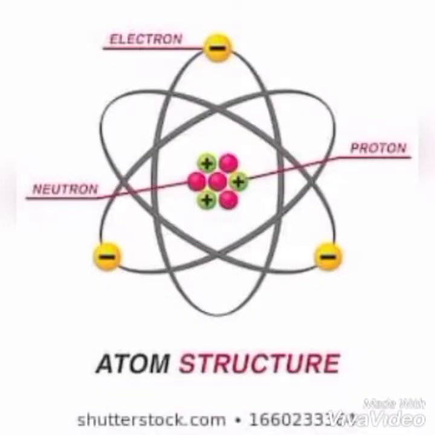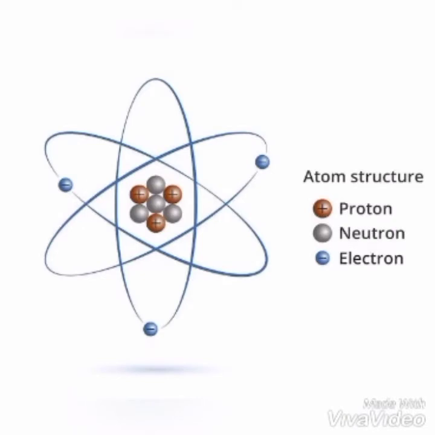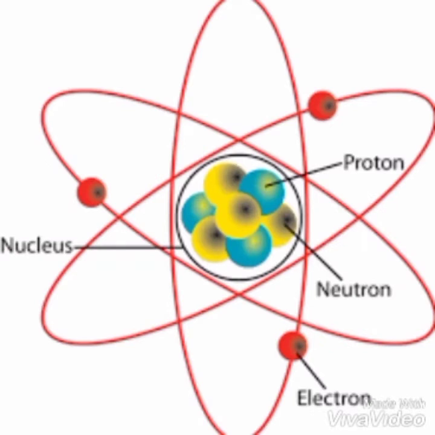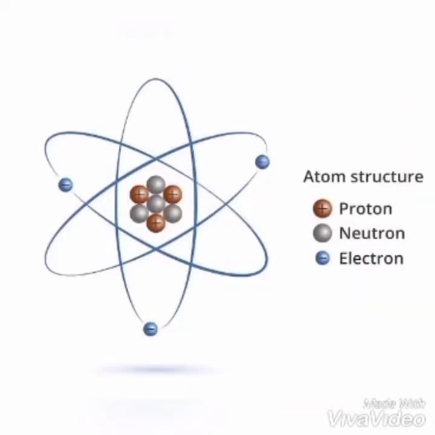Atoms are divided into subatomic particles such as electrons, protons, and neutrons, as you can see in the picture above, which clearly describes the structure of an atom. In the center of an atom we have the nucleus, which carries protons and neutrons. Protons carry positive charge, electrons carry negative charge, whereas neutrons carry no charge.